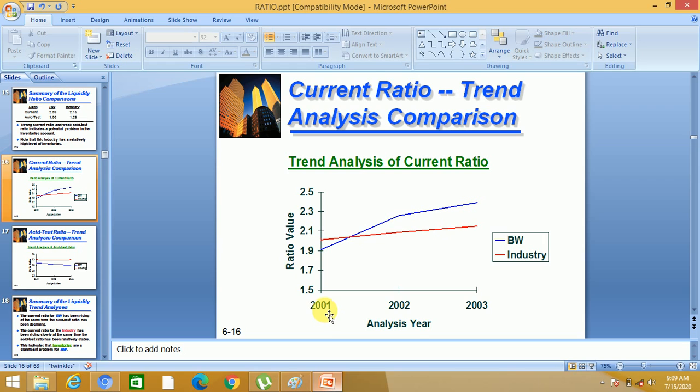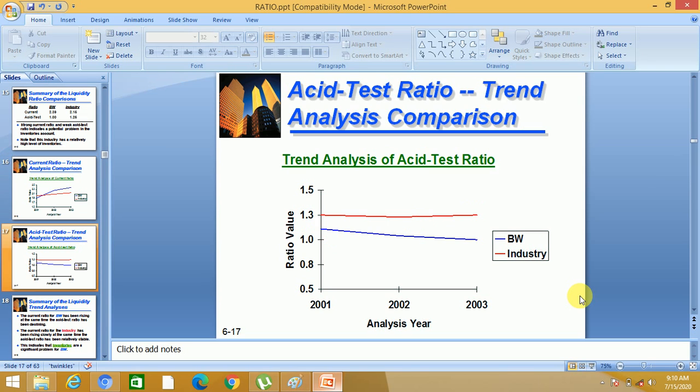And these are years. See, in 2001 it was 1.9, but in 2003 here it is 2.36, this one 2.3. So this is the trend analysis comparison, meaning a diagrammatic or graphical presentation of this current ratio. This is the asset test ratio analysis or comparison.